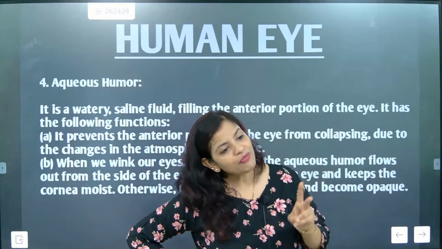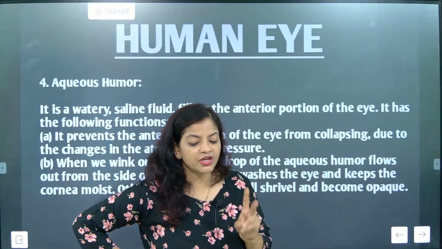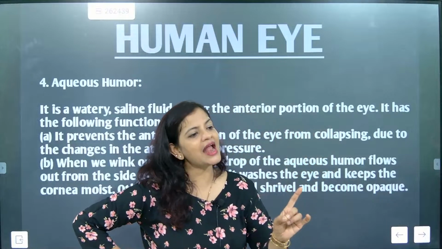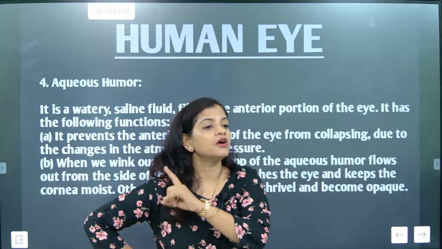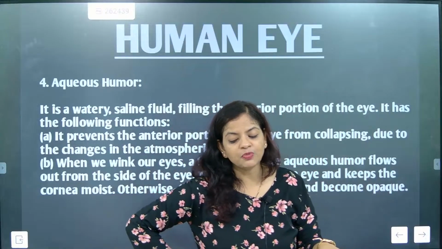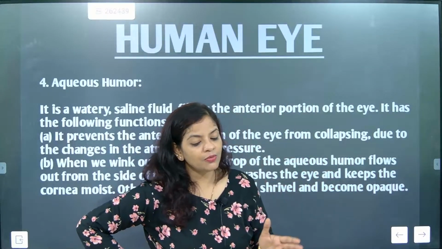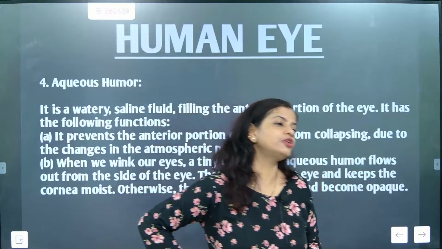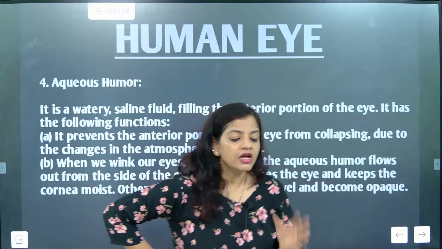What are the two types of fluid present in the human eye? Absolutely correct, beta. Aqueous humor and vitreous humor. Aqueous humor is present in which portion? Front. Vitreous humor is present in which portion? Back. Children, answer the questions. When we talk about aqueous humor, it is watery, salty, and transparent.